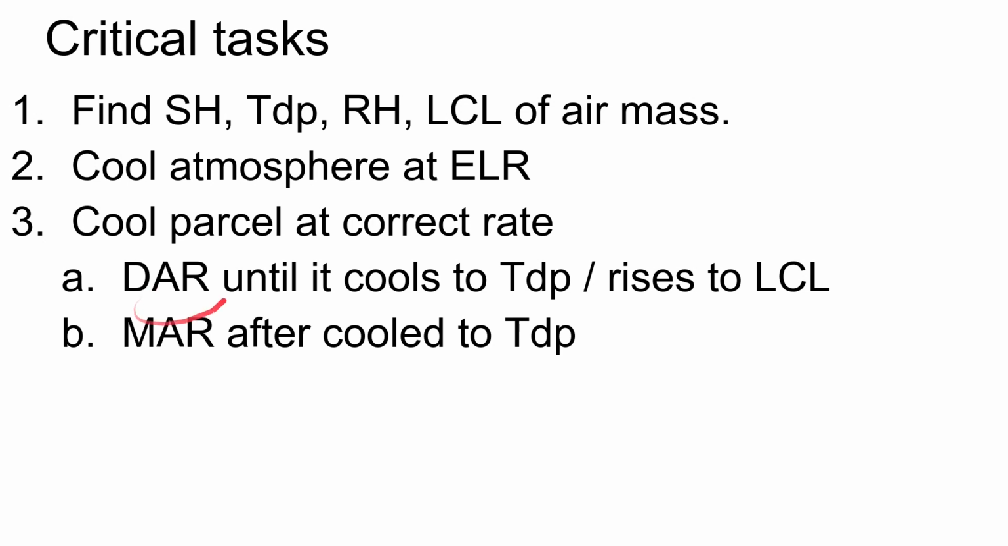A rising parcel of air is going to cool at the dry rate until it cools to the dew point temperature. The altitude at which it cools to the dew point temperature is the lifting condensation level. Once it rises to the lifting condensation level, it stops cooling at the dry rate and starts cooling at the moist rate. So you need to know the dry rate is 10, the moist rate is 6. You can calculate the lifting condensation level from the dew point temperature, so you know at what point it's going to switch. It's going to switch and cool at the moist rate once you cool it below the dew point temperature, which will happen at the lifting condensation level. So you should be able to figure out all of those things.